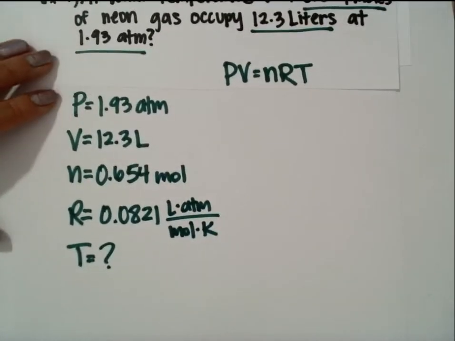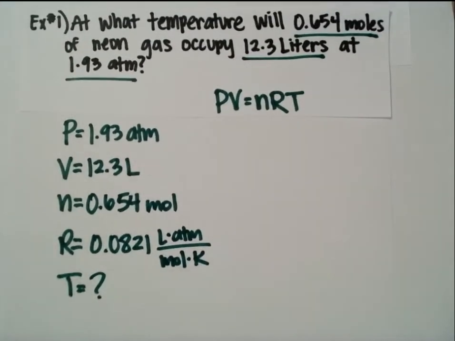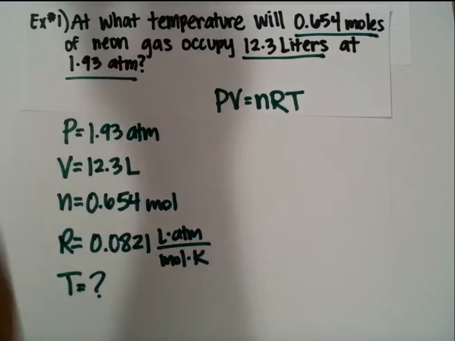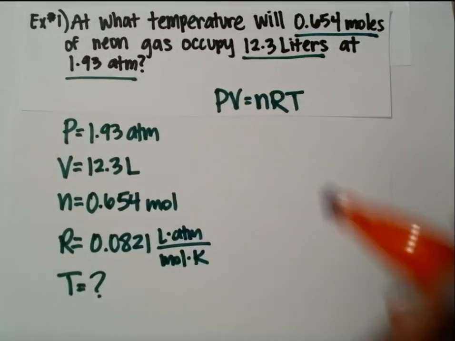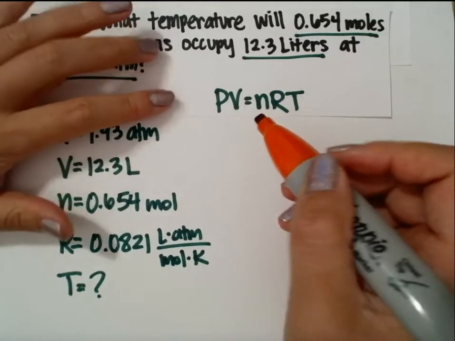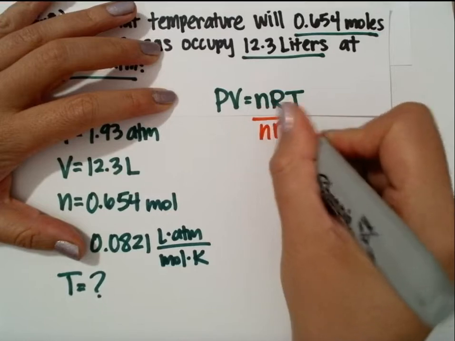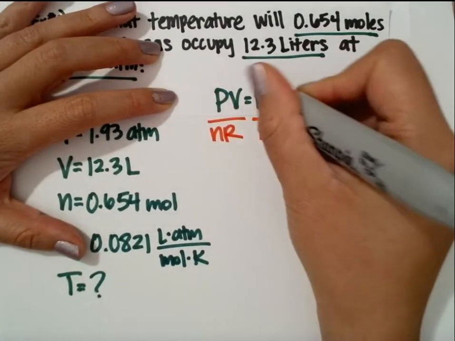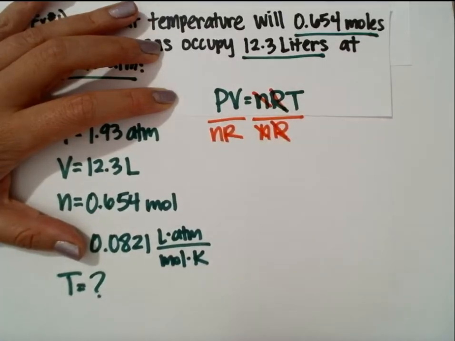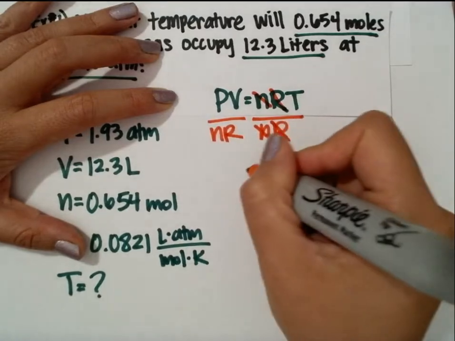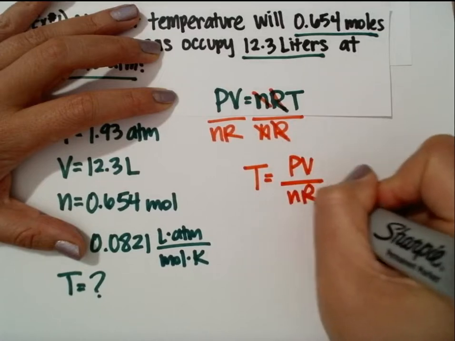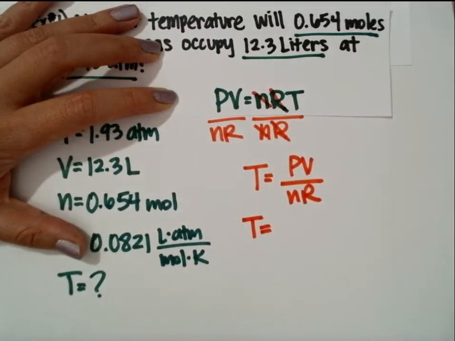Okay, so the next thing that we have to do is get T by itself in our equation, right? So when we're trying to solve for T, we want to divide R and N to the other side. So if we divide by NR, the N's cancel out and the R's cancel out, and whatever I do to one side, I have to do to the other side. Okay, so I'm just going to flip these so that T is on the left side. So now we have T is equal to PV over NR. Okay, and now we can just plug in some numbers.